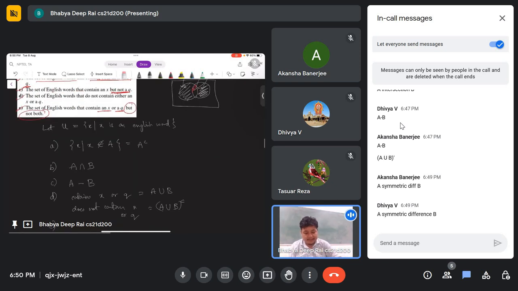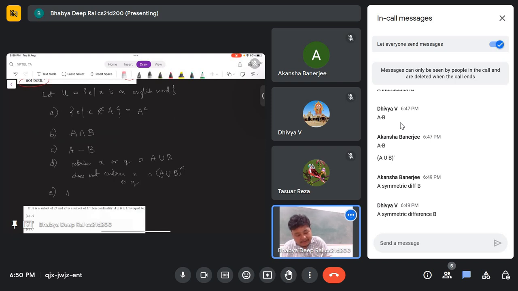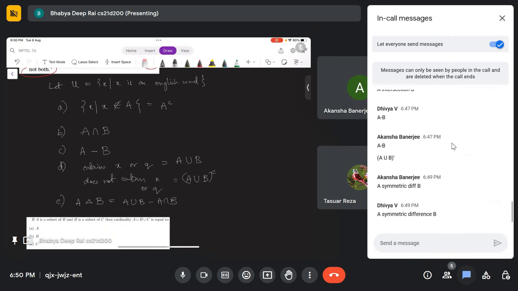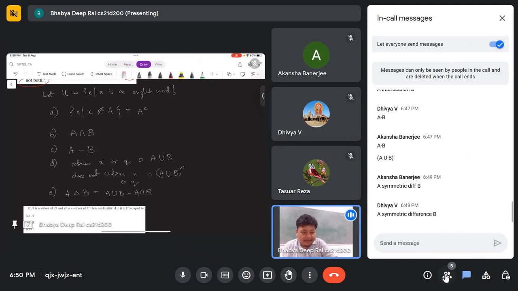And what is this called? This was called the symmetric difference, A symmetric difference B, which you can also write as A union B minus A intersection B. This is also a valid answer, but collectively it's called the symmetric difference. So I hope, yeah, Akanksha, yes, good. I hope others are also fine with it so far.